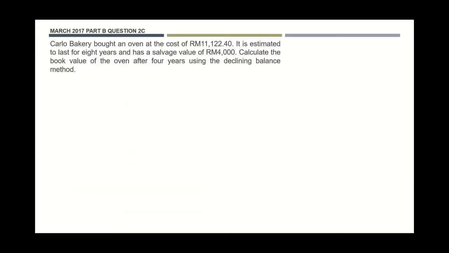Okay, the second one is from the March 2017 past semester exam. This is a question from part B, question number 2C. The question stated that Carlo Bakery bought an oven at the cost of 11,122 ringgit and 40 cent. It is estimated to last for 8 years and has a salvage value of 4,000. Calculate the book value of the oven after 4 years using the declining balance method.